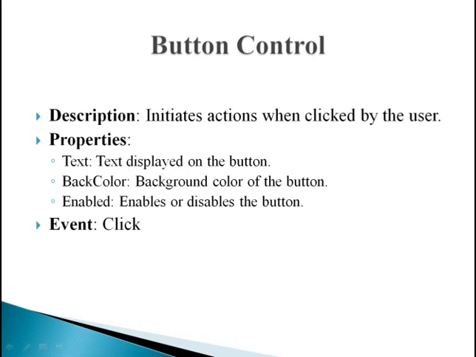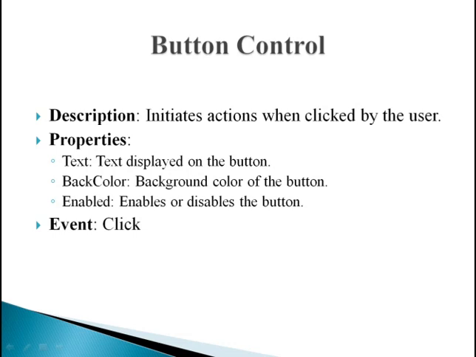The third one is enabled. The enabled property is a boolean value which determines whether the button is enabled or disabled. By default, enabled is true, so the button is enabled and can be clicked by the user. If enabled is false, it means the button is disabled and cannot be clicked by the user. So this is the difference between them.